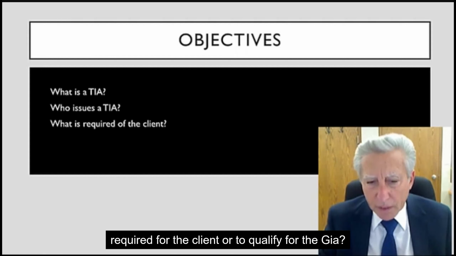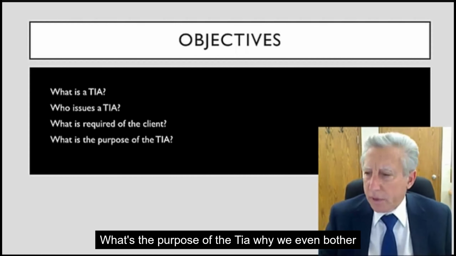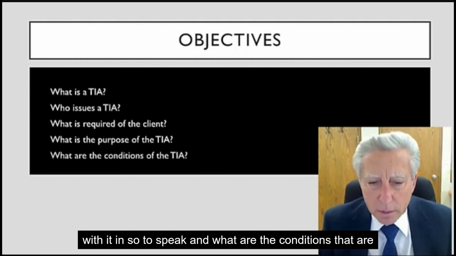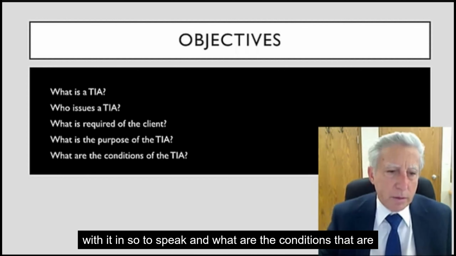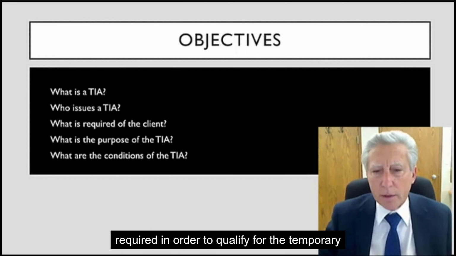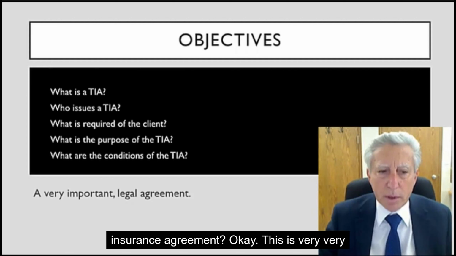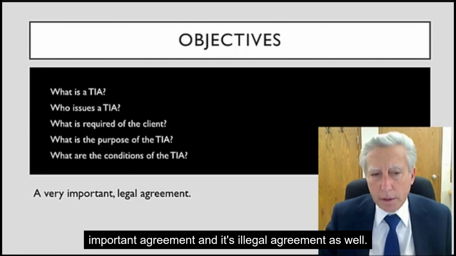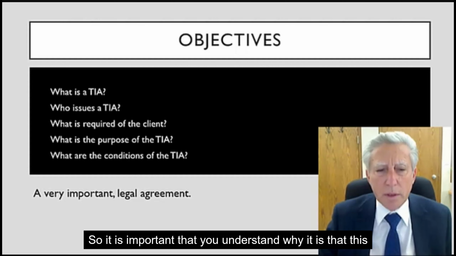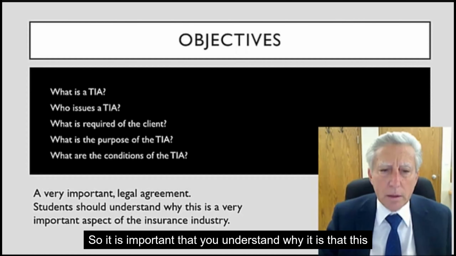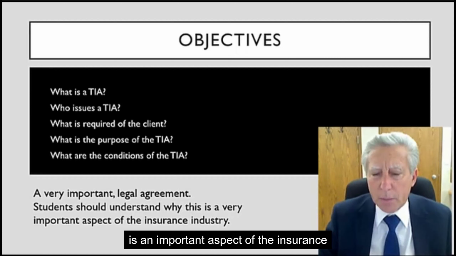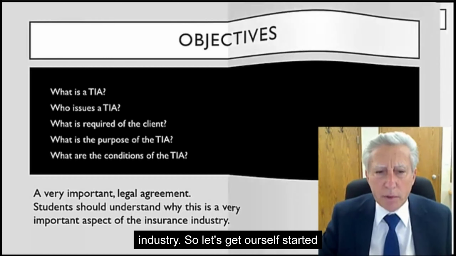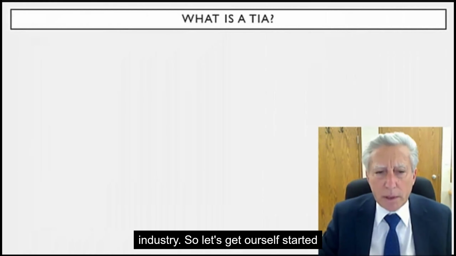the client in order to qualify for the TIA, what is the purpose of the TIA, why we even bother with it, so to speak, and what are the conditions that are required in order to qualify for the temporary insurance agreement, okay? Now this is a very, very important agreement, and it's a legal agreement as well, so it is important that you understand why this is an important aspect of the insurance industry. So let's get ourselves started here.